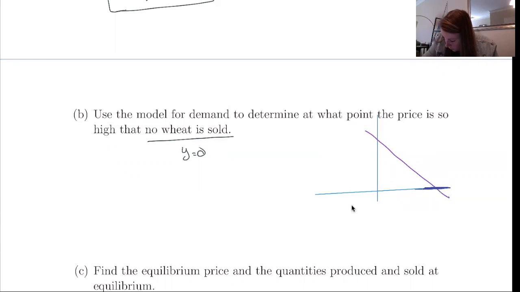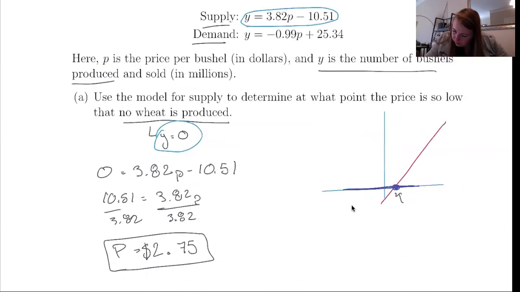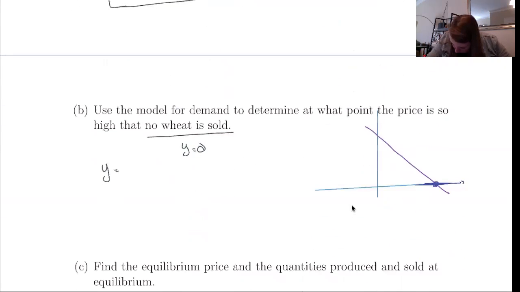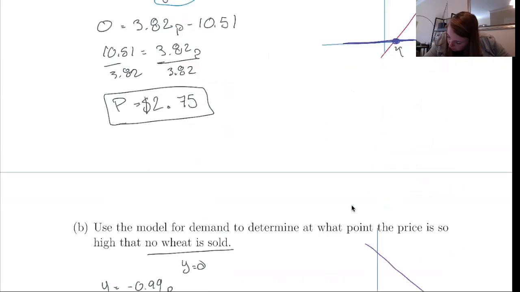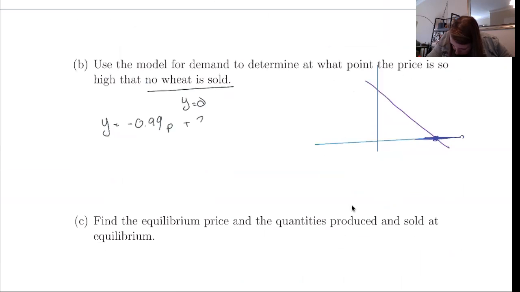So this y equals 0 line right here is going to intersect your demand all the way out of here. It's so high that people are like, you know what? I'm going to go on a low carb diet. Not going to buy any more wheat. All right. So y equals, what is our demand equation? Negative 0.99p plus 25.34. Okay. And that's going to equal 0. You guys should eat carbs though. They are good for you.